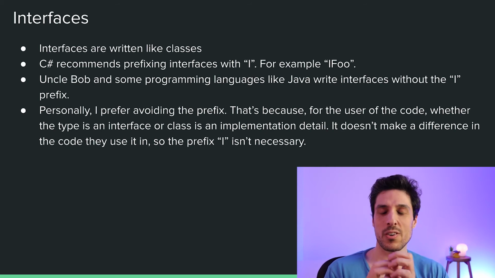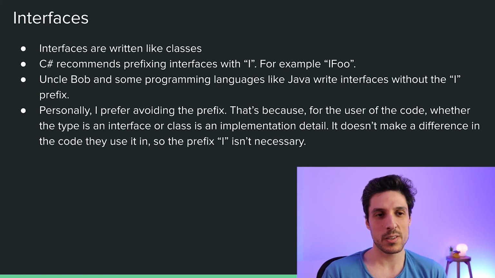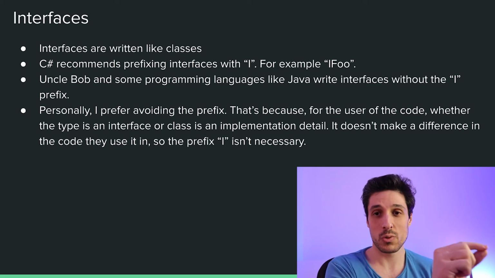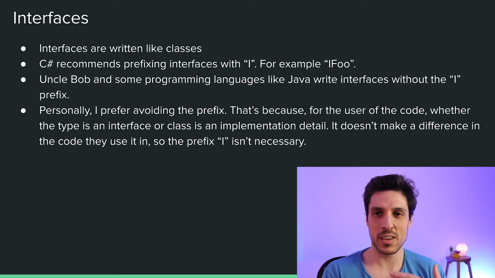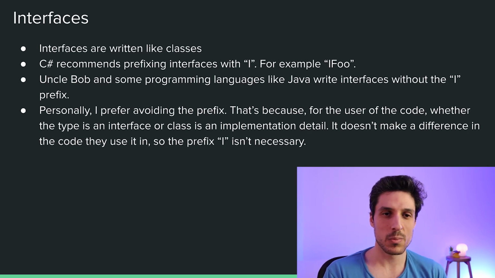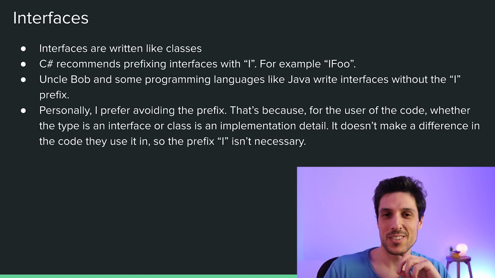Personally, I prefer not to use the I prefix, because I think about the user who's going to use my interface, who's going to read it in code. I think they care a lot more about what the interface is or does than the fact that it's an interface. The fact that it's an interface rather than a class feels like an implementation detail to me, right? It's like when we talked about semantic naming before. But it depends on your opinion as well.